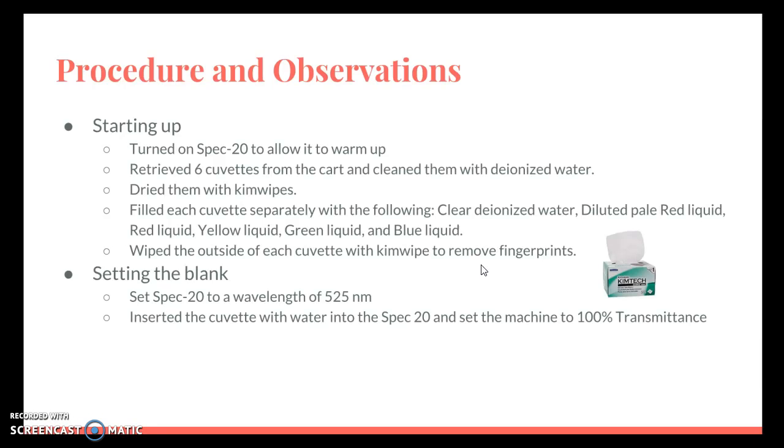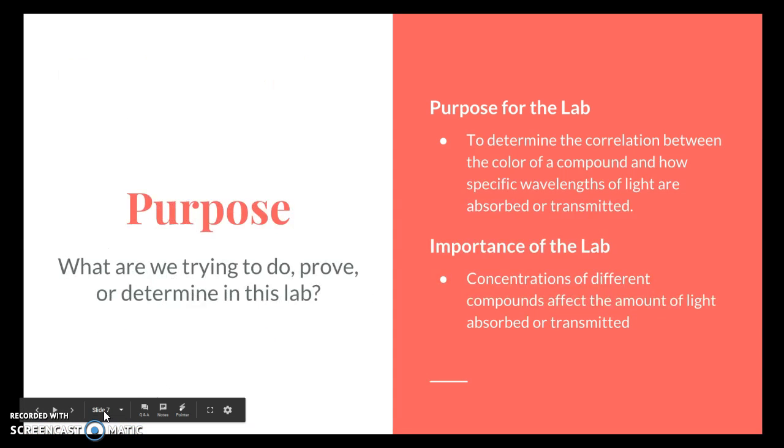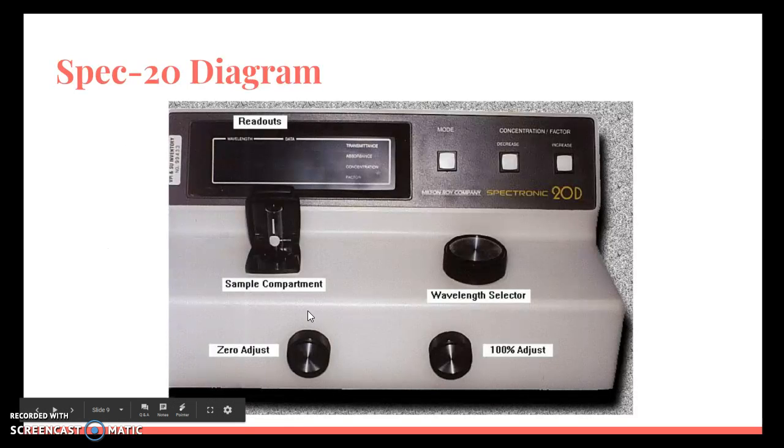Then we went to the Spec 20 and set it to a wavelength of 525 nanometers to start out, just to see how to use the Spec 20. We inserted the cuvette with the water and set the machine to 100% transmittance. The transmittance lever is right here. As we put our sample cuvettes in, we would have to clear it with a blank first, so a water cuvette would go in. This line lines up with another line here, so that every time you put a cuvette in, it's reading the same passage through the cuvette.